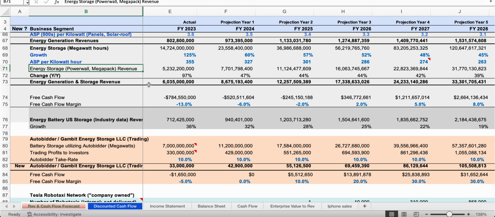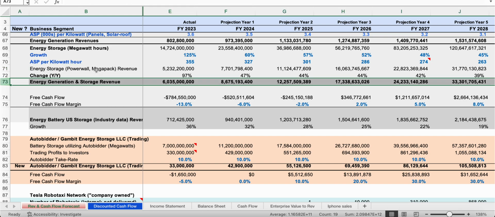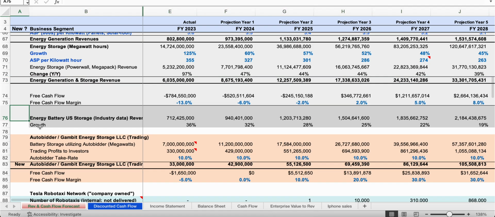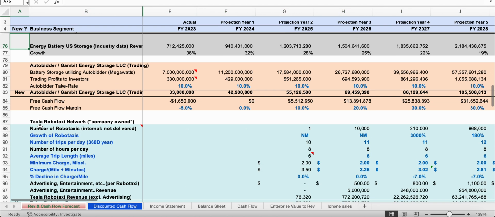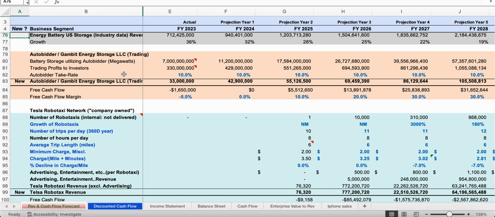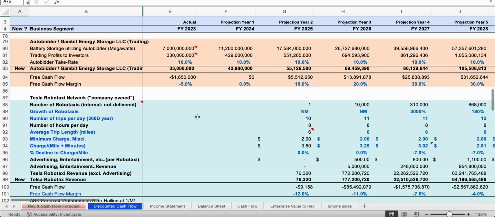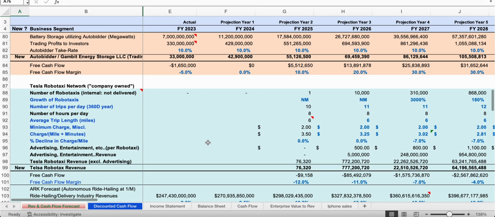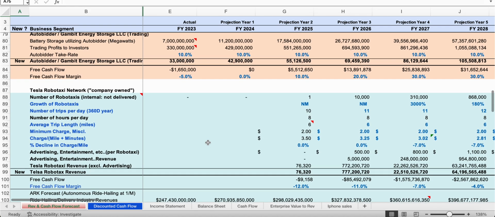So you can see I have huge growth for Tesla's overall energy generation and storage segment. I have it growing from 6 billion to 8.7 billion to 12.3 to 17. It's just growing rapidly. And then we've got other segments I'm not going to talk about. Something called Autobidder, that's basically trading and arbitrage. And then I've got new businesses, which we're not going to talk about today. But there's a whole bunch of new businesses that I'm looking at.